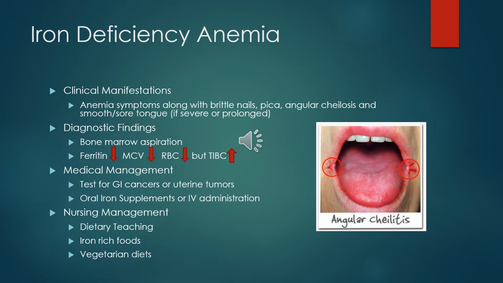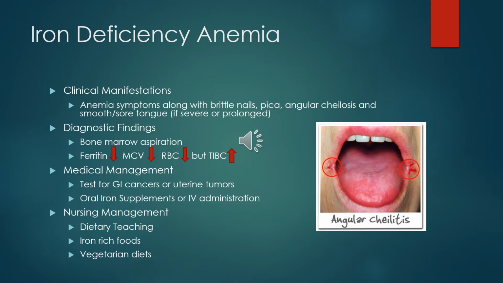When we look at the medical management of iron deficiency anemia, we want to first and foremost determine the cause of the anemia. So the client will most likely undergo a colonoscopy or an endoscopy, and they're looking for things such as gastric ulcers or gastric cancers. Iron supplements are used for treatment of iron deficiency anemia and correcting them. Depending on the severity, the client may require IV iron at first, and then they'll be switched over to oral supplements.